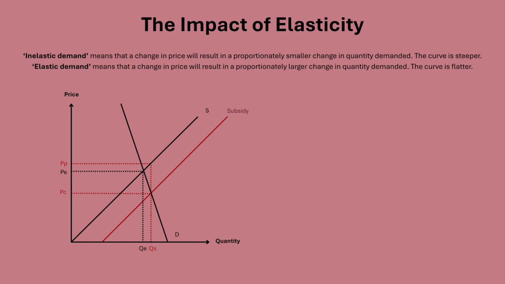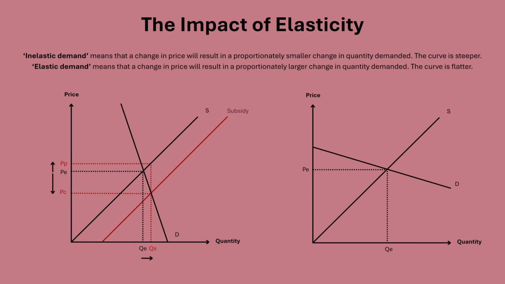We can see that when we have an inelastic demand curve, this results in the increase in price for producers being quite small compared to the decrease in price for consumers, which is quite big. Let's have a look at an elastic demand curve, which has a flatter demand curve. You can see here that the increase in price for producers is quite big compared to the decrease in price for consumers, which is fairly small. So this results in differences to who benefits the most from the subsidy, the consumers or the producers. So both the producers and consumers benefit, but by different amounts.